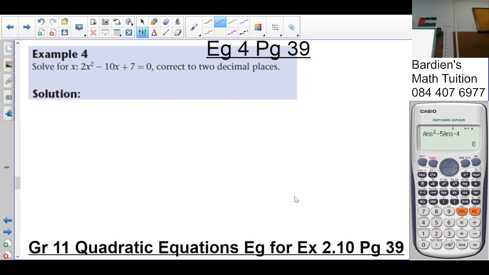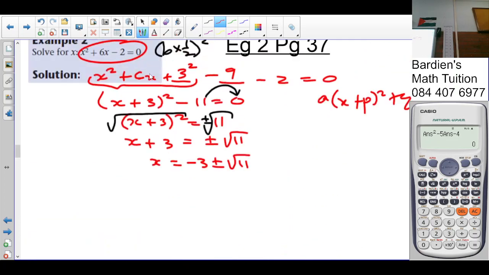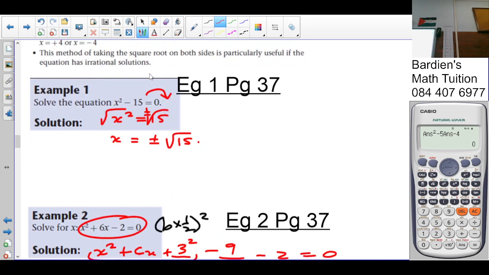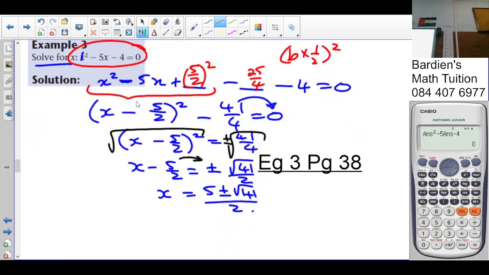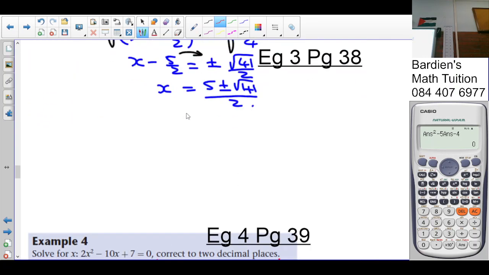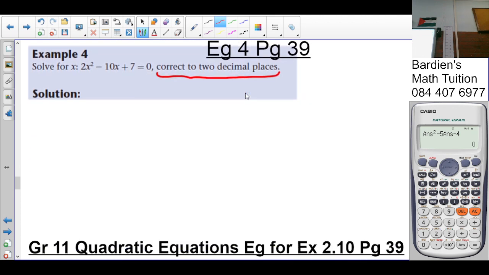And the difference with this sum here, it says corrected to 2 decimal places. So the answer, we must then convert to decimal. Here it didn't specify, there it didn't specify. So you could have converted to decimal or left it like this. Normally they don't specify, leave it in what they call simplified surd form. That is your surd form, quadratic form there.